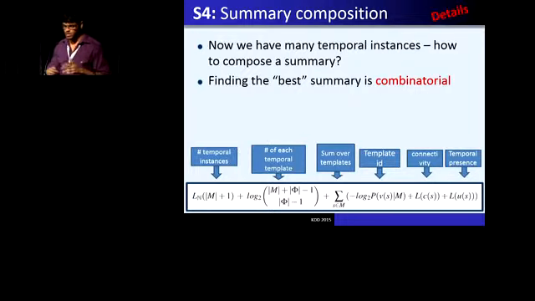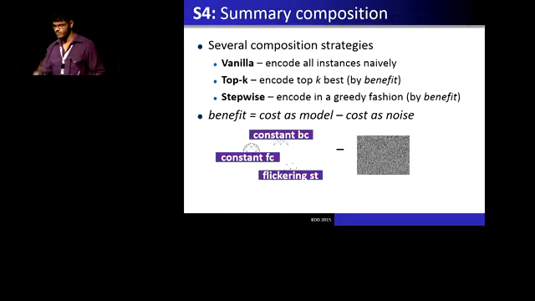Okay, so now that we have a lot of temporal instances, how do we actually compose a summary? Finding the best summary is inherently combinatorial, because we have a lot of overlapping structures, we don't know which ones to keep. And the answer here is that we can actually just use some simple heuristics in practice, and this works quite well. So there are several types of composition strategies we can use.